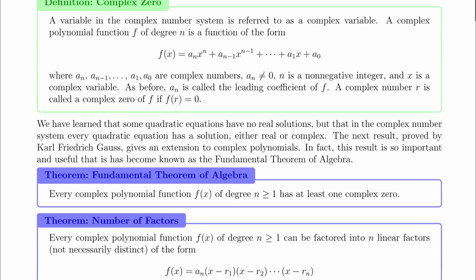A complex zero. Every number that we know can be expressed as a complex number. We've talked about this in the past, but up until a certain point in your education, the real number system is all you've ever known.